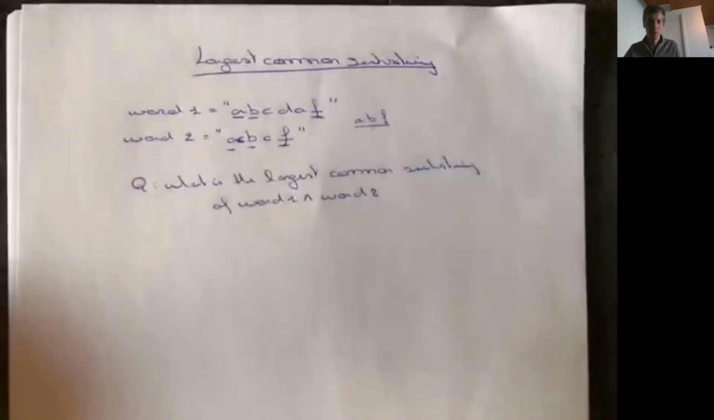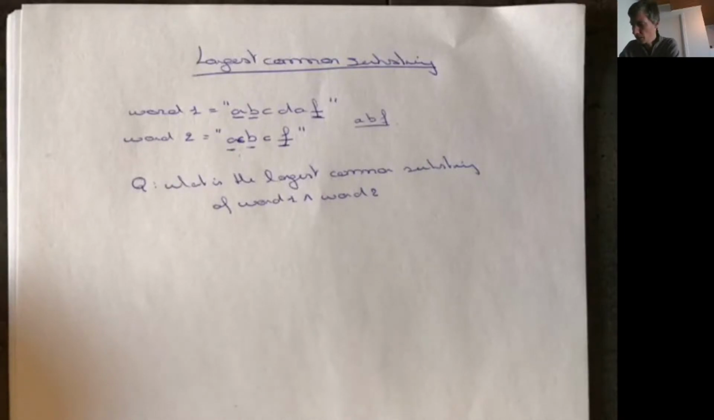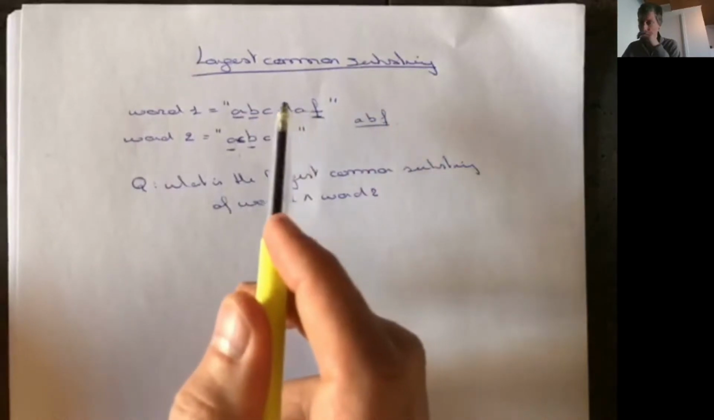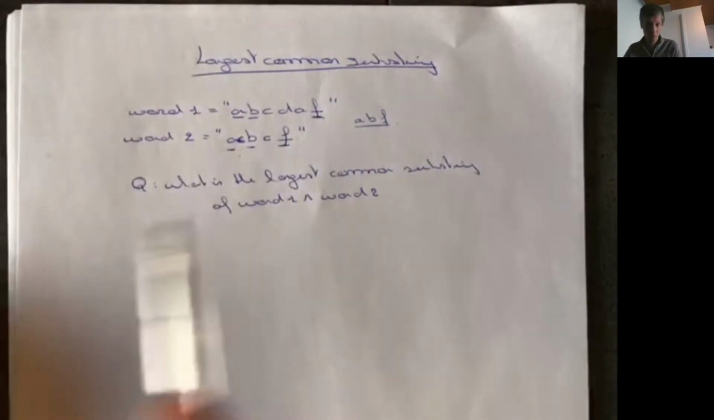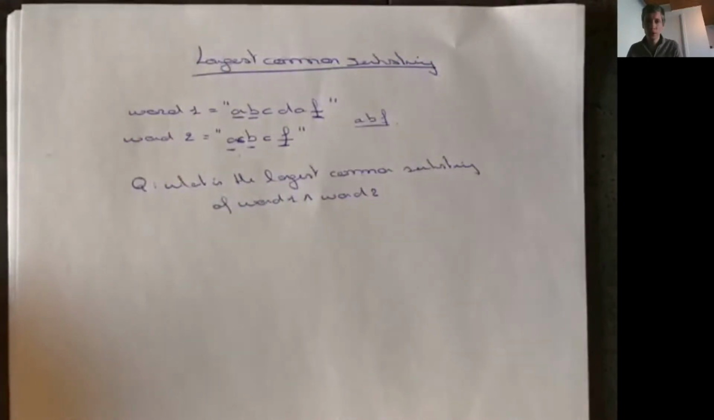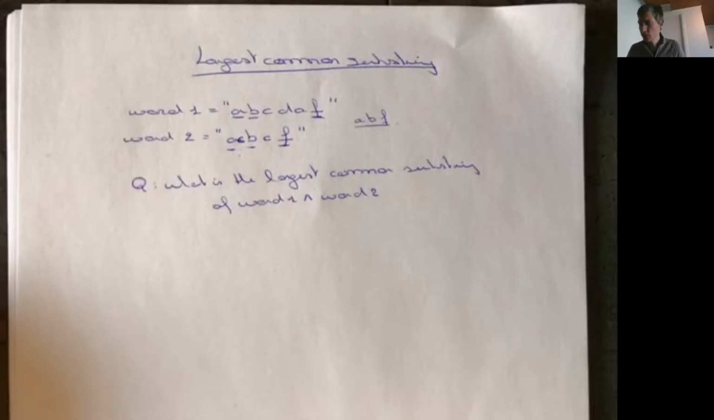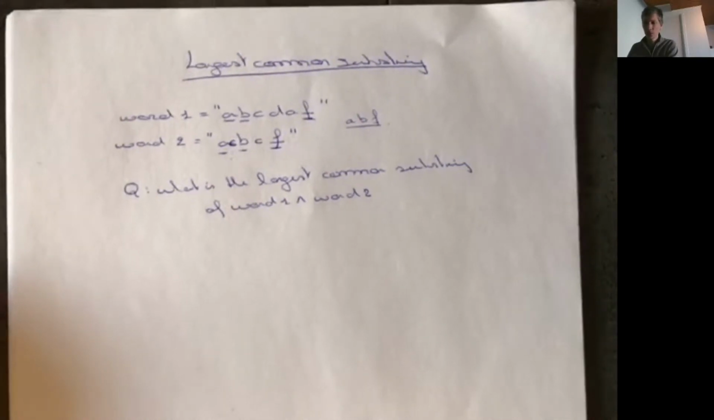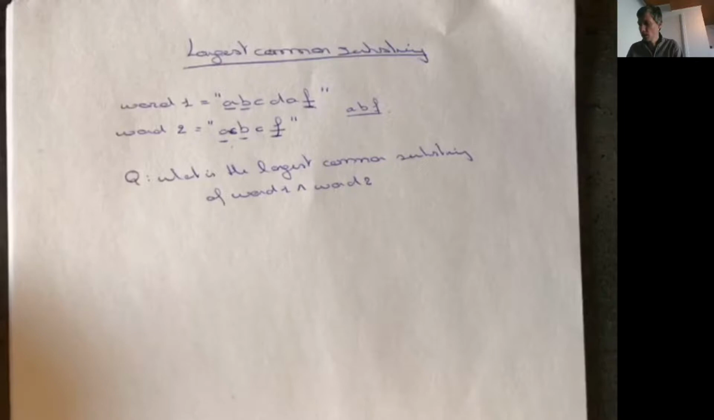So here I have ABF, but there are longer ones that I can find. So what you can do is, for example, for word 1, you can consider the set of all possible substrings. The same for word 2, and then look for which ones are the same, and then try to find the longest one. I hope you can see that this is a very inefficient way to find the longest common substring. So here we're going to use dynamic programming and try to find a more efficient way to do it.